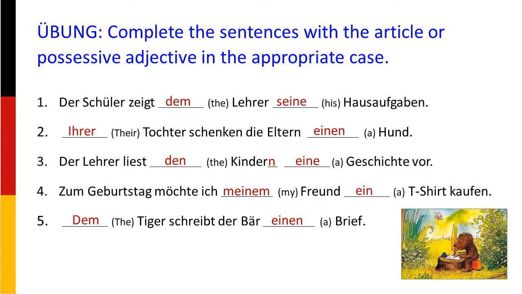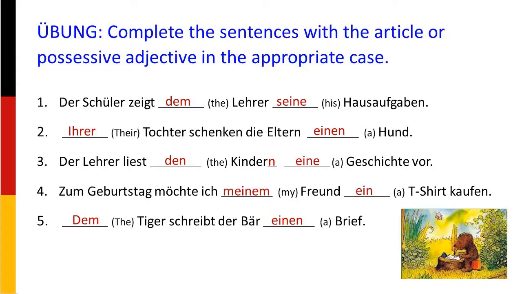And to or for whom would I like to buy this T-shirt? And it's for my friend or boyfriend, so therefore that is the indirect object, dative case. Freund is a masculine noun, so the correct ending on the possessive mein is em. And then finally, we have Tiger schreibt der Bär Brief. Again, the subject is after the verb here, der Bär. I can tell that it's the subject because it's in the nominative case. Bär is a masculine noun, so der Bär is masculine nominative.